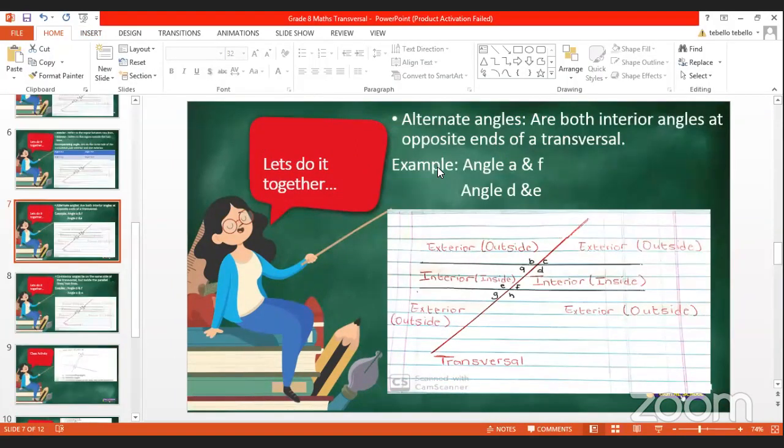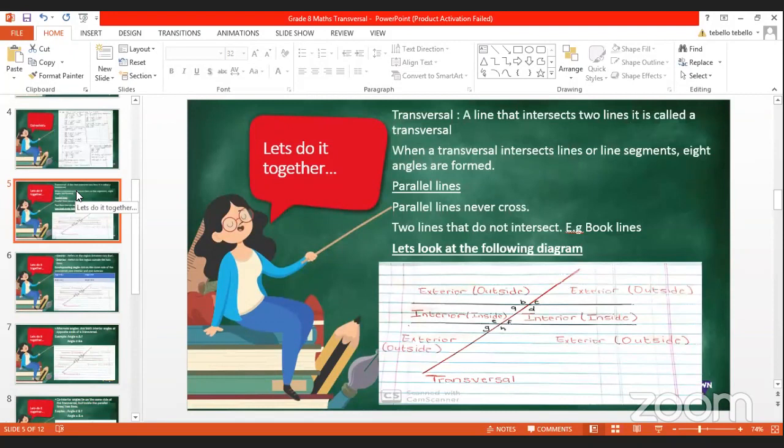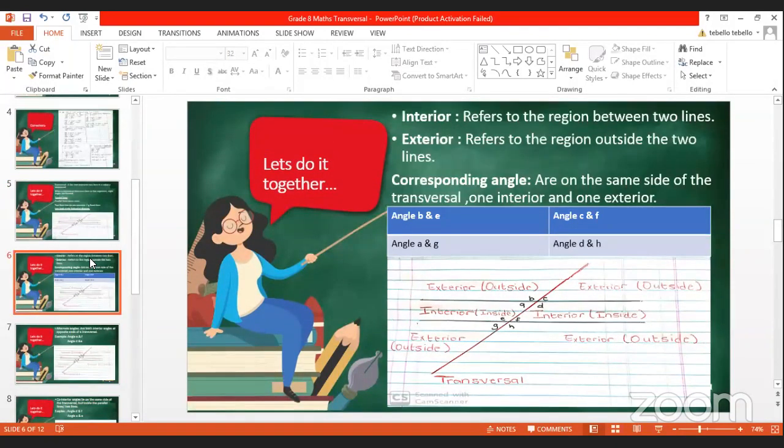Okay, guys, so here's a recap. On our recap here, we have interior. Interior refers to the region between the two lines. You can see those two lines. The region between the parallel lines is our interior, and our exterior is outside the parallel lines. Outside the parallel lines, there are two sides, left hand side and the right hand side, and that's our exterior. You can see our exterior here in the diagram. I drew this diagram for you guys. Here's our exterior.